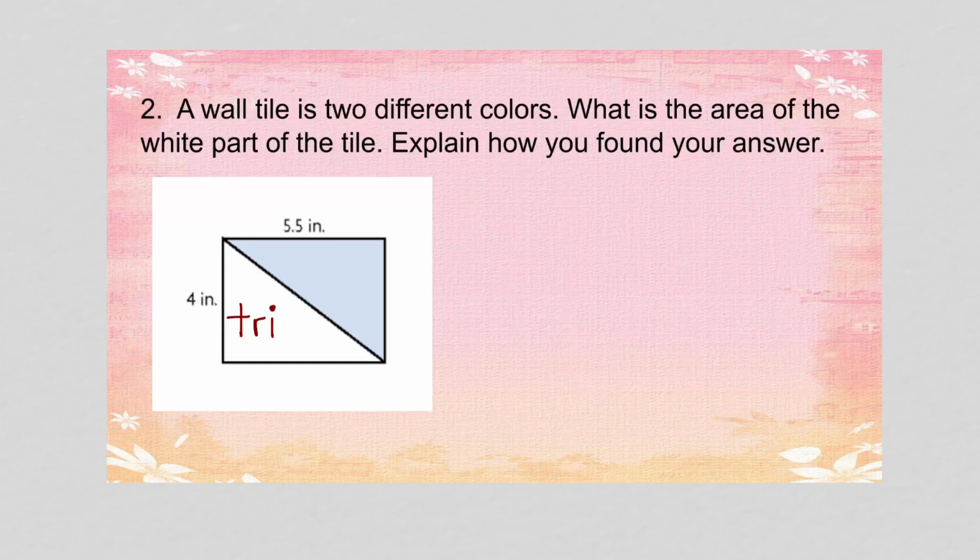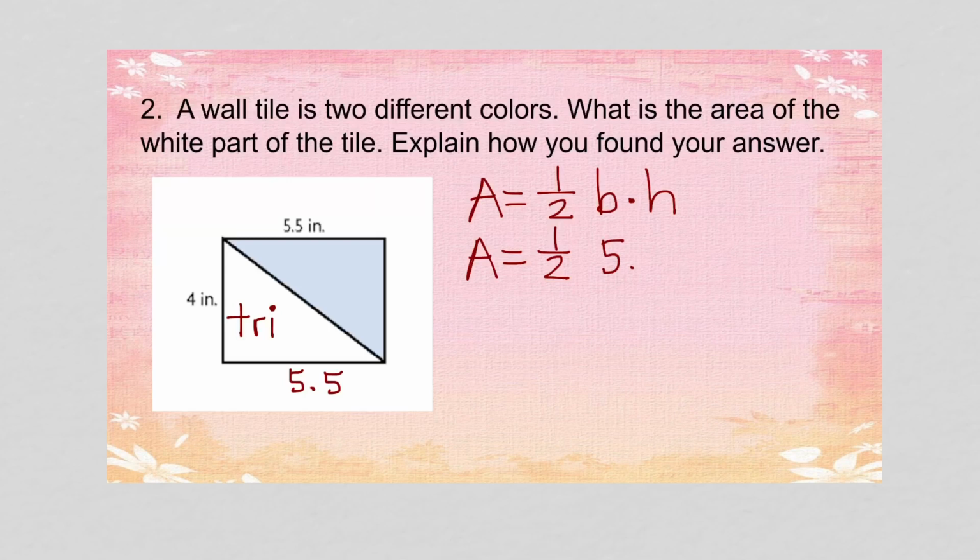What is the white part? What shape is that? Triangle. Okay, what is my formula for a triangle? Write it down with me. A equals 1/2 base times height. Now I need to plug it in. So I'm going to rewrite it. A equals 1/2. What's my base? 5.5, because this is the same as the top one. What is my height? 4, because it's parallel to my base.